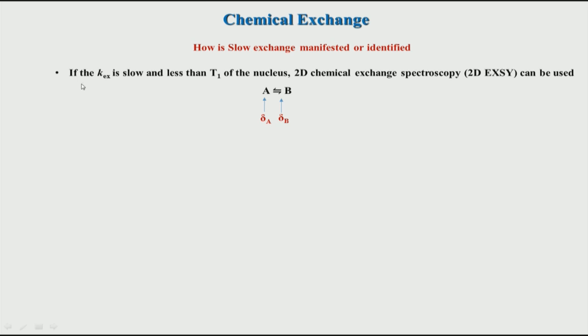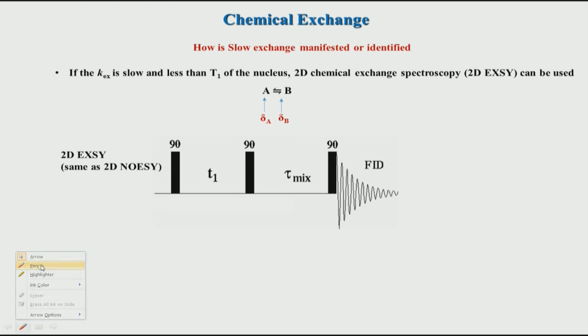It says that if the rate of exchange is slow compared to 1 over T1. So, let me correct this: 1 over T1, because we are looking at the exchange rate. T1 is not a rate; 1 over T1 is the rate of relaxation. So, if the exchange rate is slow compared to 1 over T1 of the nucleus, then this exchange process can also be captured in a 2D experiment. So, let us see how that works.